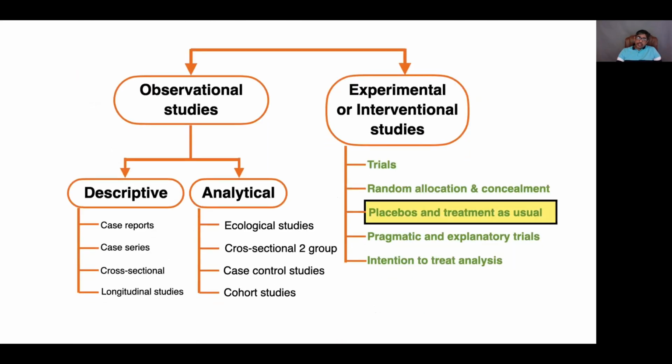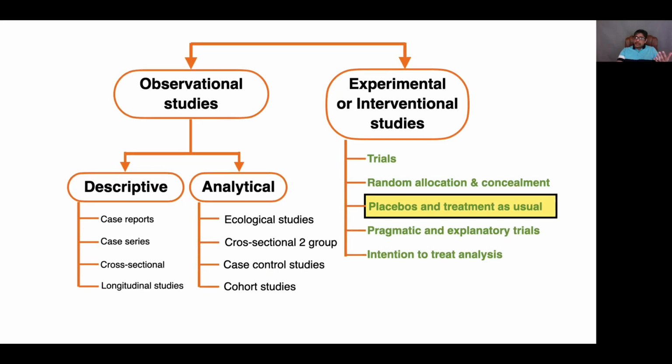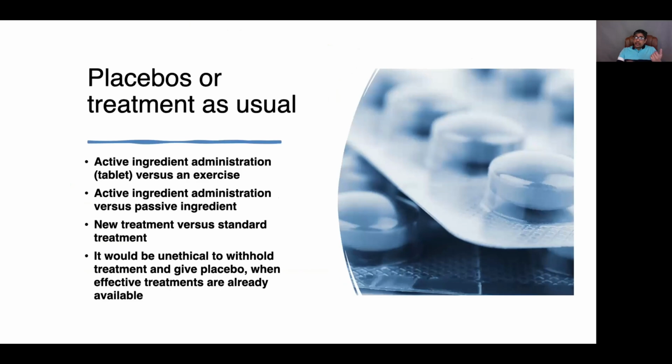Therefore, another type of trial came into existence, which is placebo versus treatment. You can design various treatments versus placebo. It's a patient's choice as well at the end of the day. Here we test active ingredient versus passive ingredient, or simply an exercise or a new treatment versus standard treatment. For example, a new technique versus standard technique.